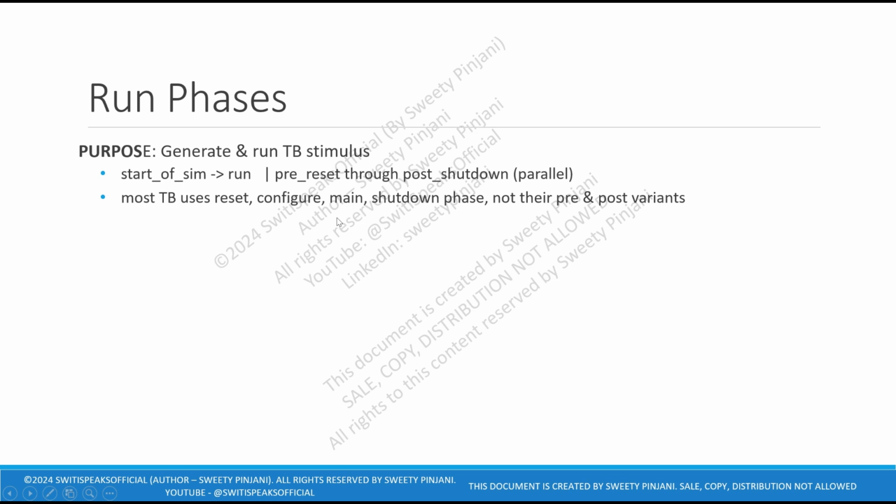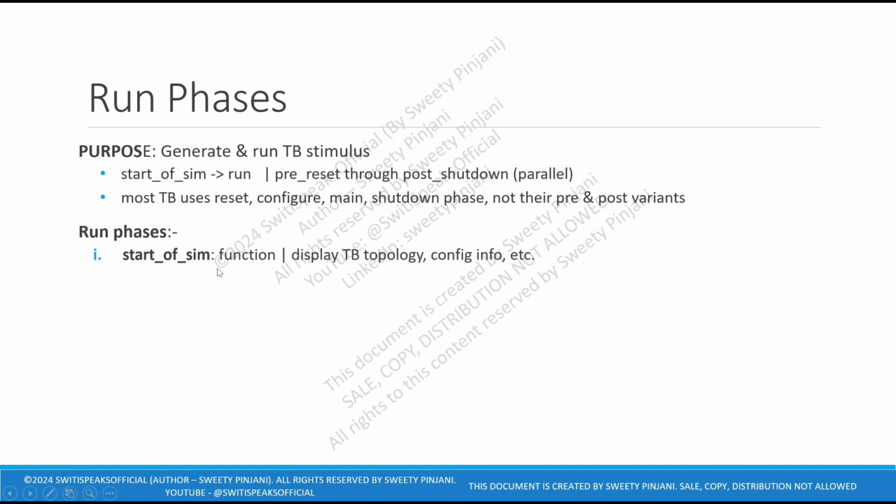But mostly pre and post are not used. Most of the time we are going to use just reset, configure, main, shutdown. UVM does have a provision for pre and post, but only in very rare cases is this used. Mainly we will just use these, so that's why we will focus on them. For your information, each of these will also have pre and post variants, like pre reset, post reset, pre configure, post configure, pre main, post main, pre shutdown, post shutdown, and so on.